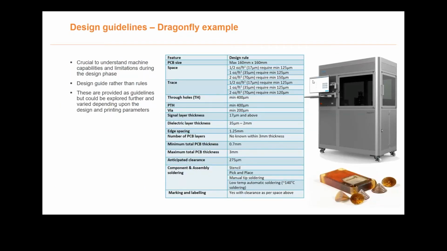Now this slide gives an example actually about the Dragonfly system that we have, and some of the design rules that you can see on the table. For a designer, it is crucial to understand the machine capabilities and limitations during the design phase. And these are design guides rather than rules, and they could be tweaked. They depend upon the design and also the print parameters.